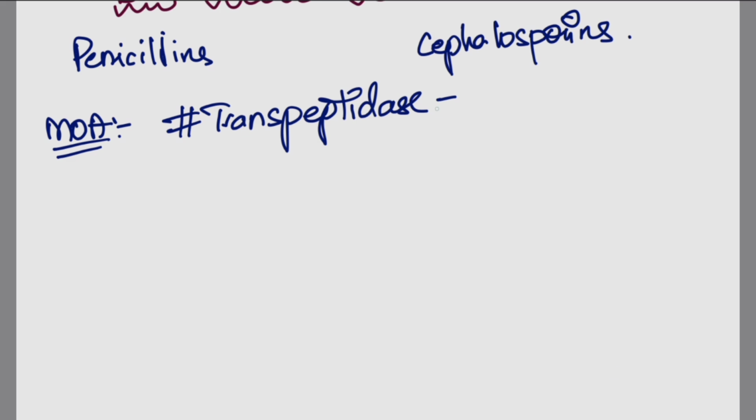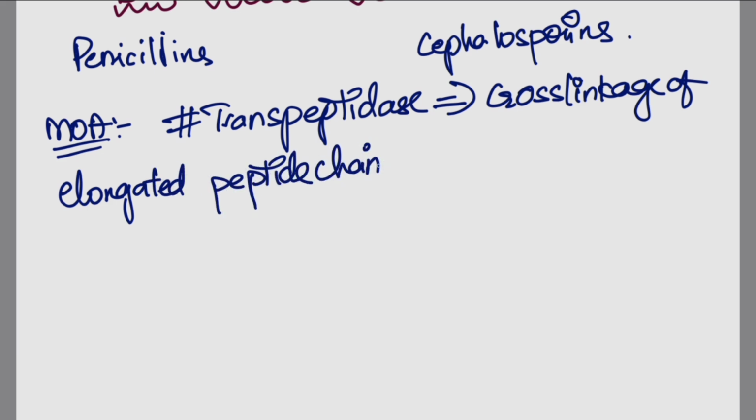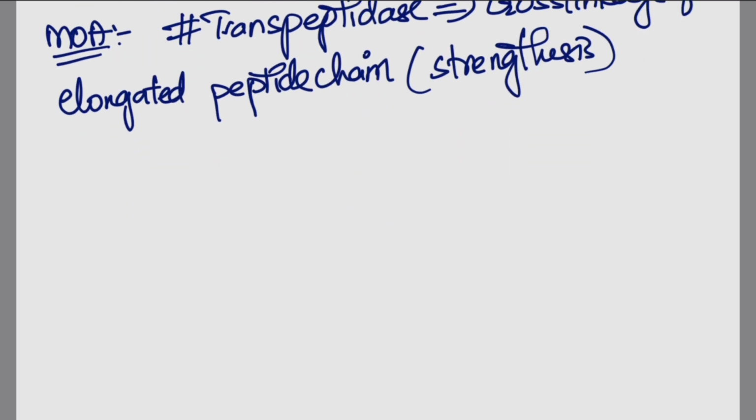What is the function of the transpeptidases? Transpeptidases are responsible for cross linkage of the elongated peptide chain. As the transpeptidases is inhibited, cross linkage of the elongated peptide chain won't occur. That is, transpeptidases is helpful for the strengthening. That's how the cell wall synthesis is inhibited.